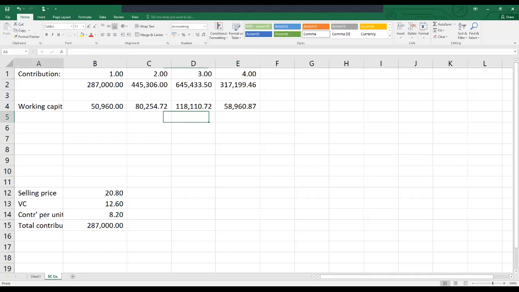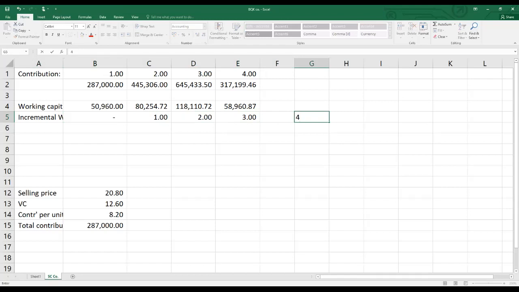But be very careful, because what matters is the incremental working capital. Let me just define the years: year zero, year one, year two, year three, year four.